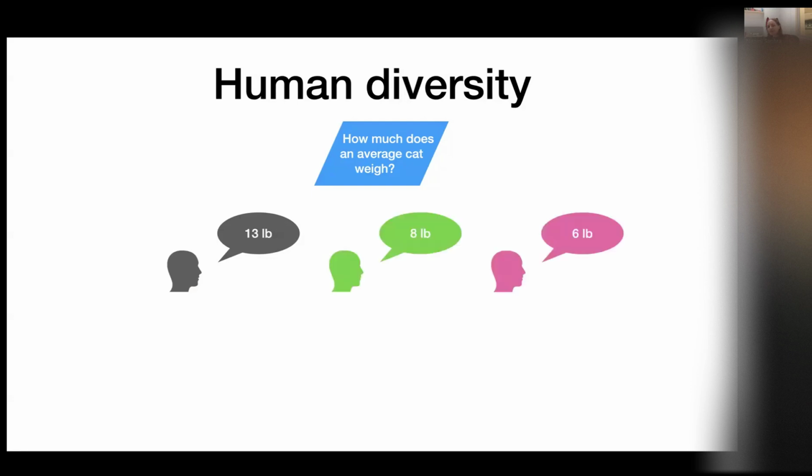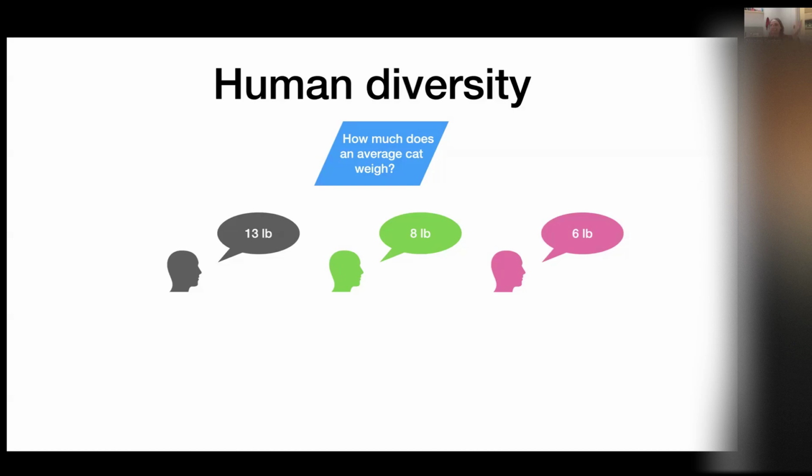But if you ask three different people who all have different perspectives, have seen different cats, how much they think the average cat weighs, they're actually going to be much closer, when you take that average, to the correct answer, because all of these different people have different errors that they make in different directions. That's where diversity comes in.